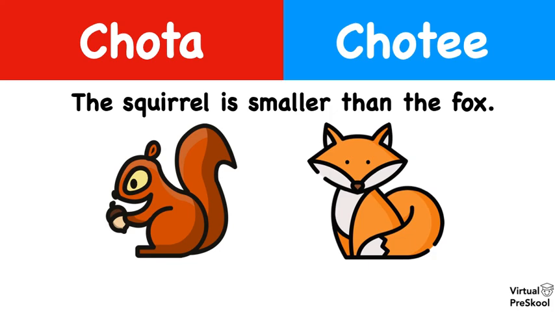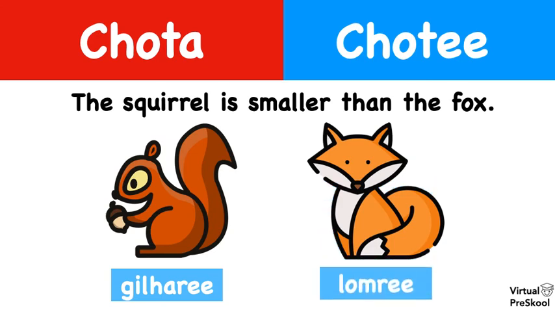All right. Let's try another one. The squirrel is smaller than the fox. Squirrel in Hindi is gileri. Fox is lomari. So would we use chota or choti? Well, the sentence is about the squirrel, and squirrel is gileri. So we would use choti for this one. So how would we say the squirrel is smaller than the fox?